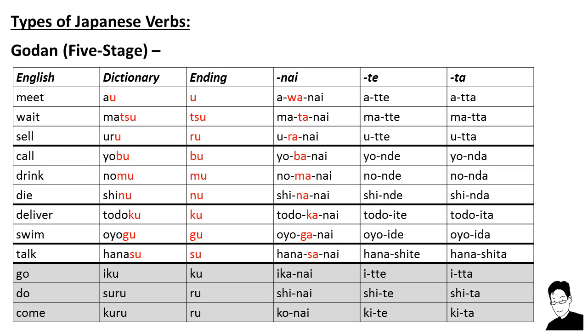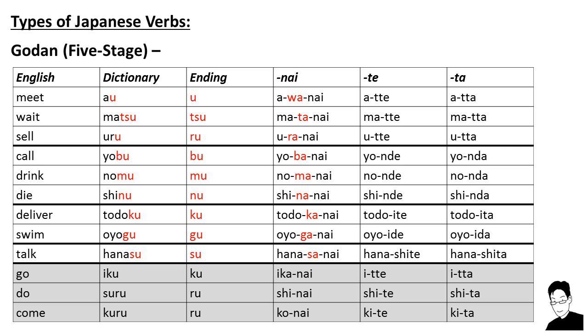Their te and ta forms remove the dictionary form consonant vowel sound ending and replace it with an nde or nda, like this. Yonde, yonda. Nonde, nonda. Shinde, shinda.